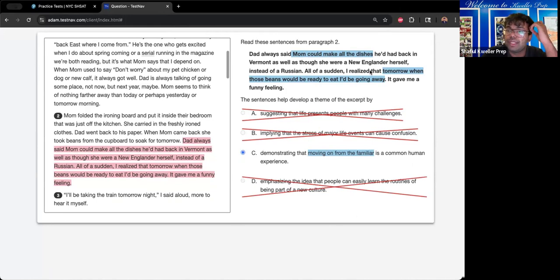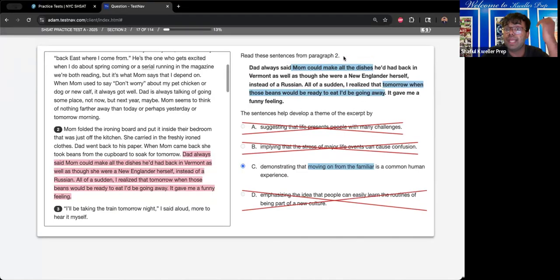Someone said, why was B ruled out? I thought that she felt confused when the beans weren't going to be eaten by her the next day. She was not confused. She was sad. It gave me a funny feeling shows that she just felt this sadness because she wouldn't be there when her parents would eat it. So yeah.